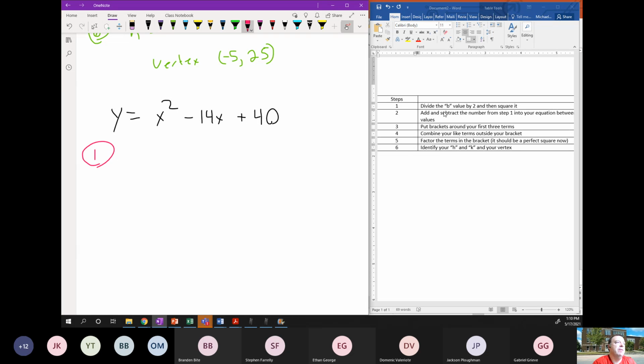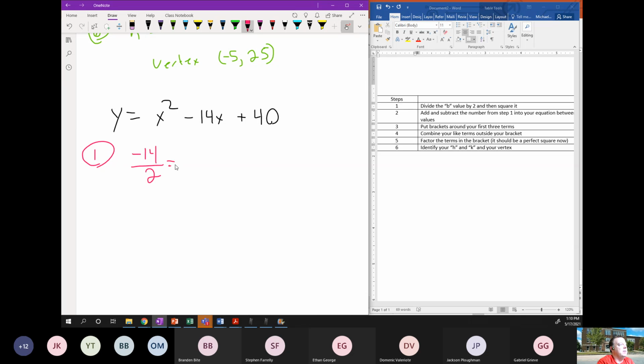So I'm going to divide my B value by 2 and then square it. So what number am I going to end up with? If you think you know the answer, write it in chat, but don't press enter yet. Give everyone about 10 seconds. 3, 2, 1. All right, press enter. Farley says 49. Do we all agree with Farley?